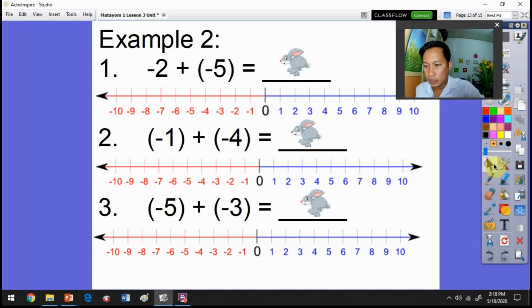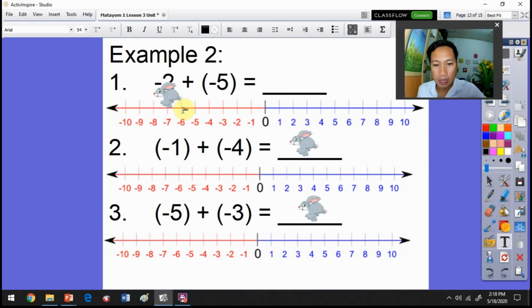Now let's do some examples here. Okay, so we have our first example, negative 2 plus negative 5. So negative 2, let's hop with our bunny, 1, 2 to the left. And then we have negative 5, we move to the left again 5 times, 1, 2, 3, 4, 5. And we end up at negative 7. Now let's check. Negative, negative, we have negative. 2 plus 5 equals 7. And our answer is correct.